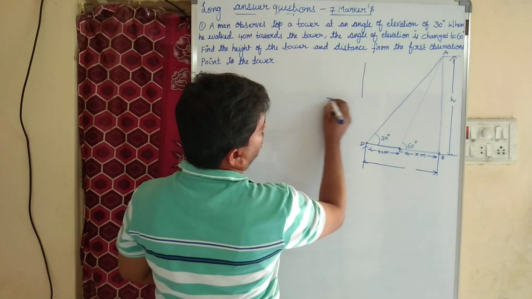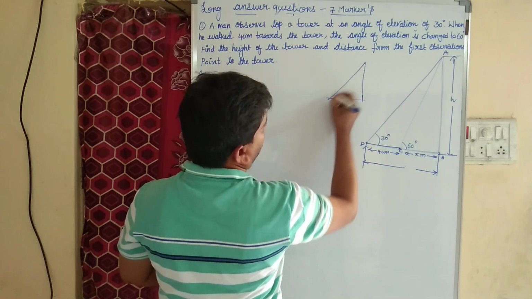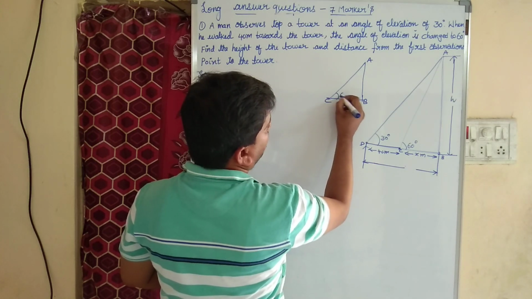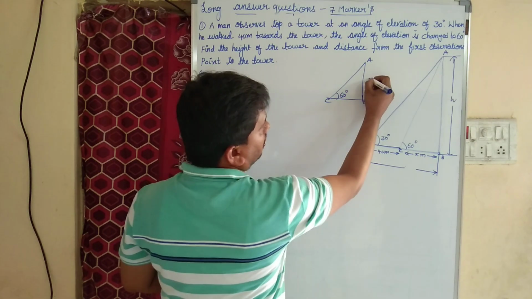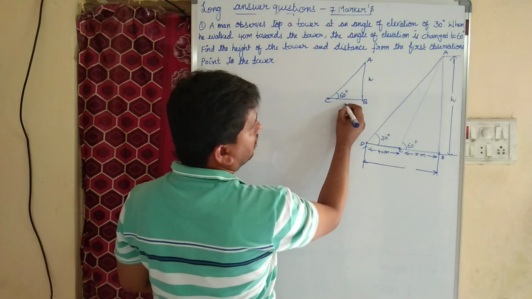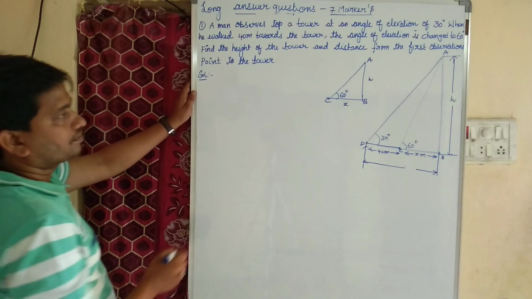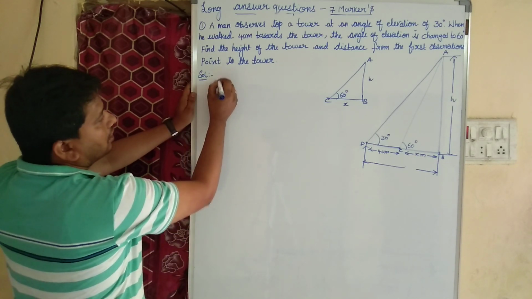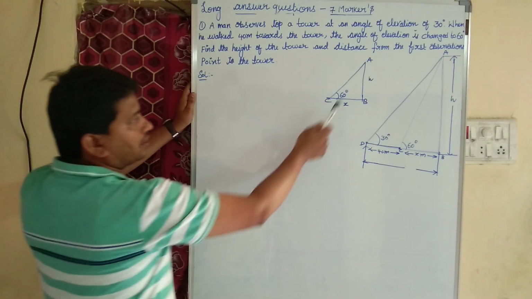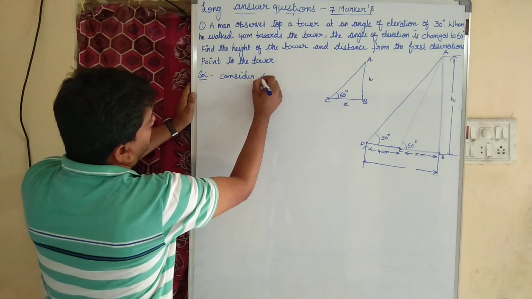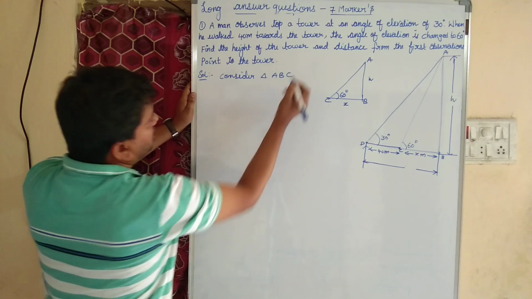Let me consider triangle ABC, with angle of elevation at C as 60 degrees. H is the height of the tower. Let the distance between B and C be x. Okay. Now, see children, consider triangle ABC.